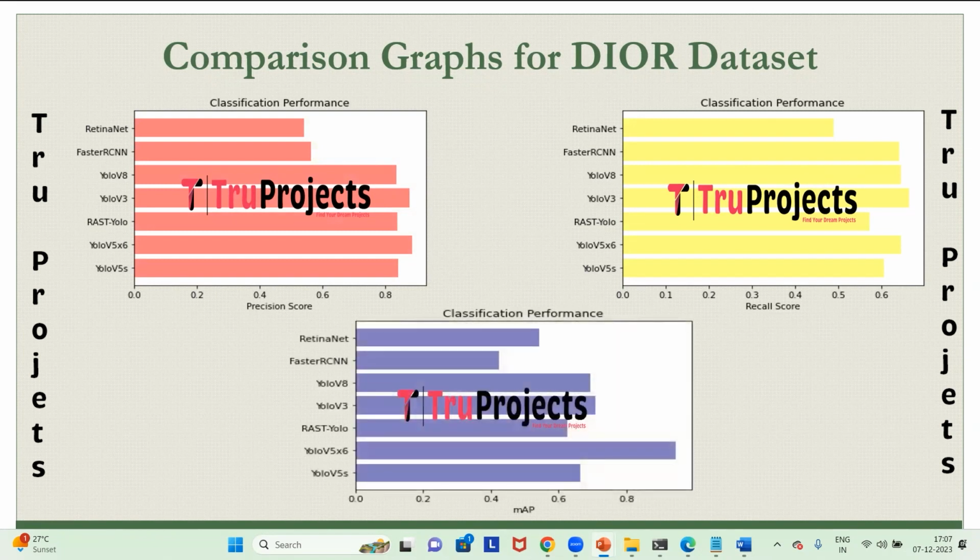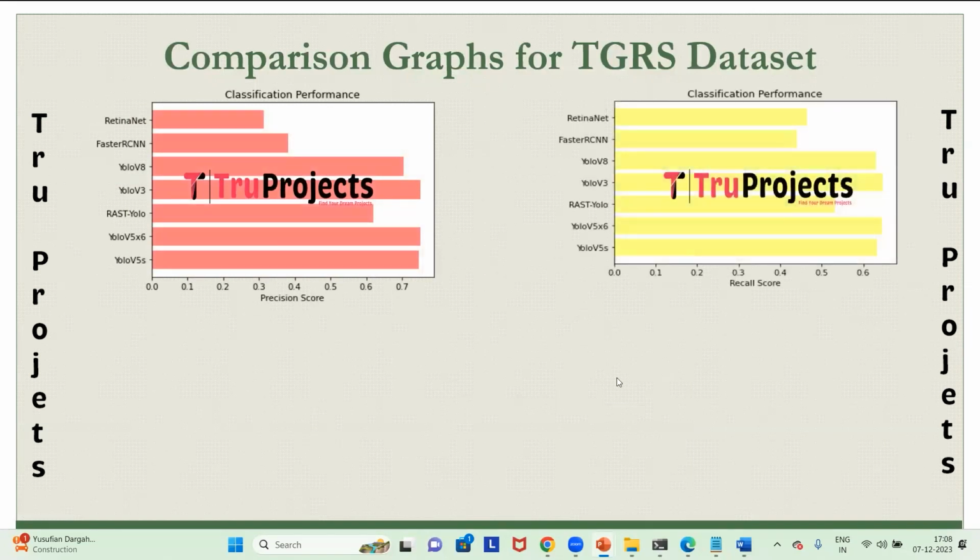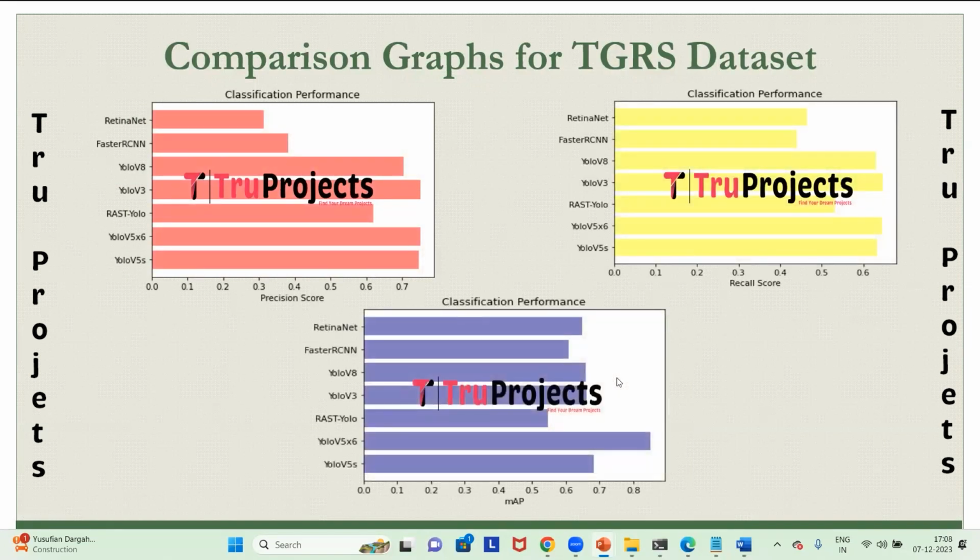This is mAP, which is mean average precision. It is a metric commonly used in object detection tasks. It calculates the average precision for each class and then calculates the mean across all classes. Average precision, in turn, is the area under the precision recall curve. Here we have comparison graphs for the TGRS dataset. This is precision, this is recall, and here we have mAP. The algorithm which performs well among all these metrics will be used for final prediction.